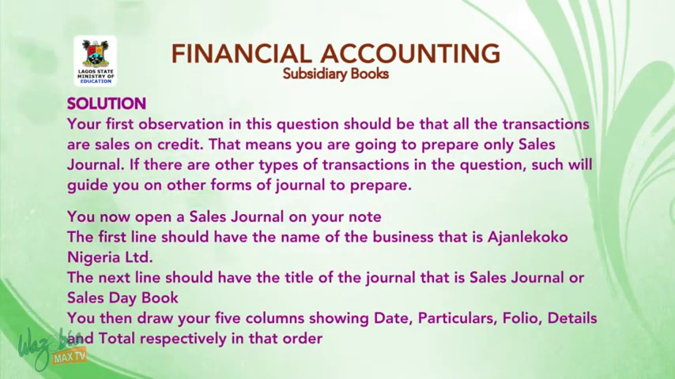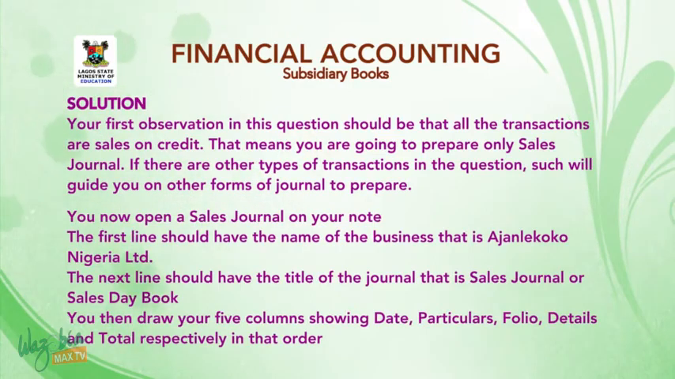Solution. Your first observation in this question should be that all the transactions are sales on credit. That means you are going to prepare only sales journal. If there are other types of transactions in the question, such will guide you on other forms of journal to prepare. You now open a sales journal.